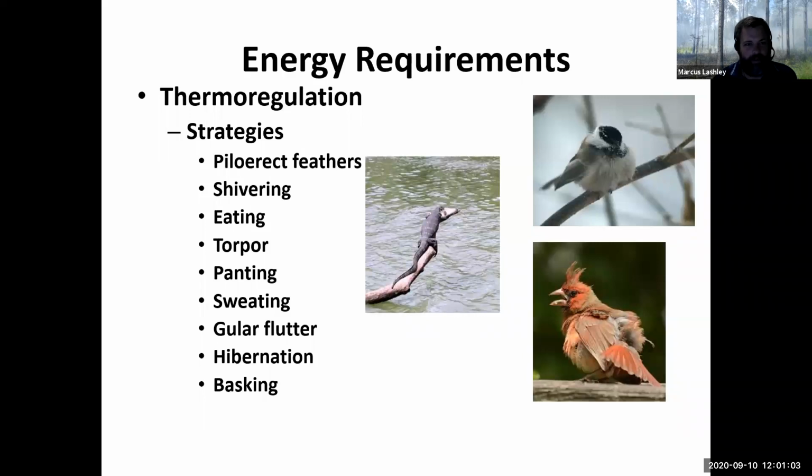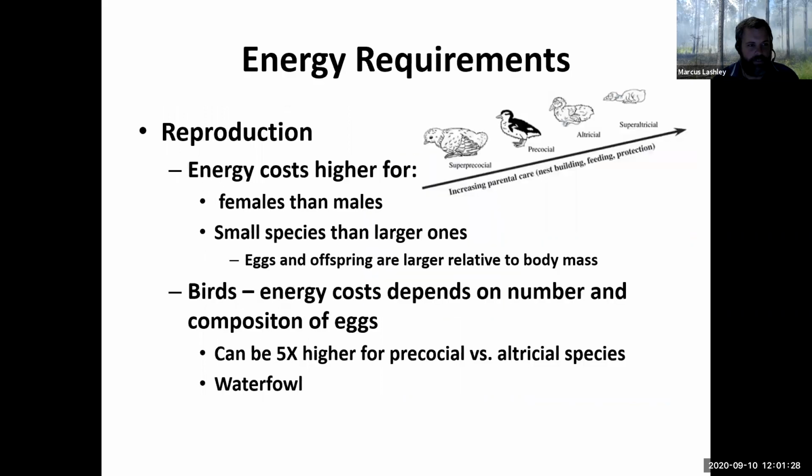You probably see that commonly. We also have things like shivering or piloerect feathers going on in these pictures. You can see this one is for cold and this one's for hot. In both cases, they're trying to dissipate heat or keep from dissipating heat. So there's lots of different strategies. It'd be a good idea for you to know some of these strategies and look up some of those things.